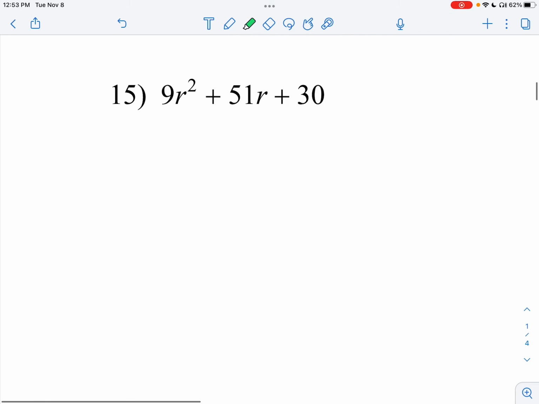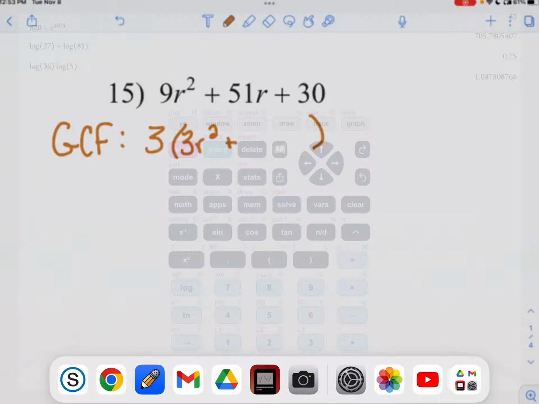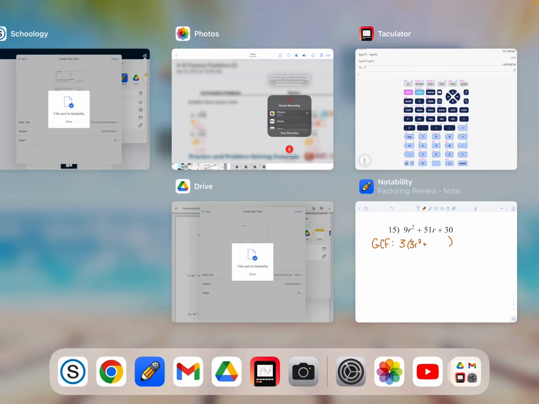The next thing we need to do is number 15. We need to find our GCF. I will do this one for the people who use the box. The GCF on this is tempting to say 9, but it's not. The GCF is a 3. If we divide by 3, we will get 3r squared plus, just to double check because I don't have a calculator on me, 51 divided by 3. There we go, 17.